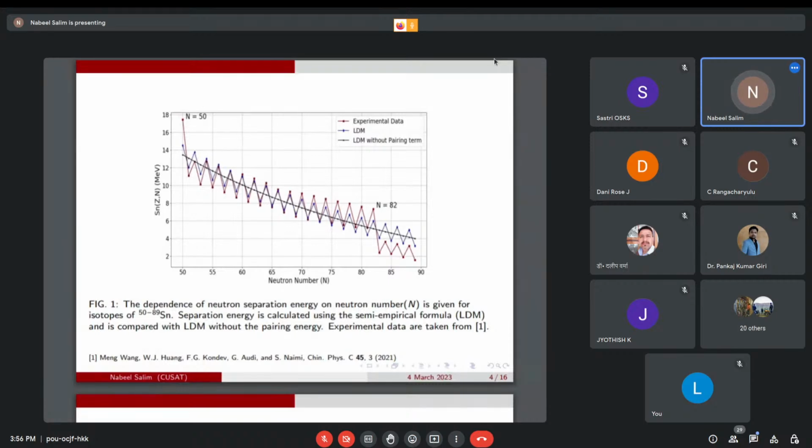The large dip at N equal to 82 and 50 is due to the shell effect, and that's why we have the shell model. So this is the basic introduction of nuclear pairing.